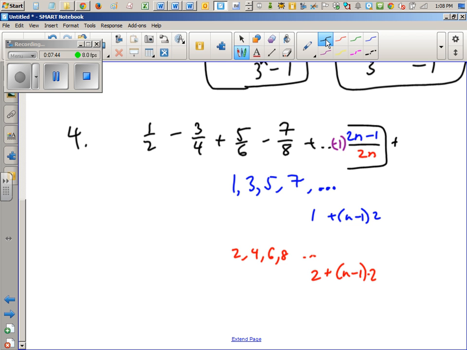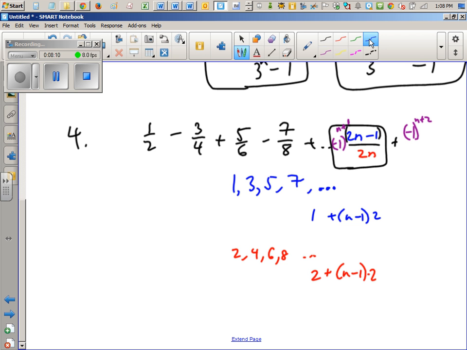-1 to the, okay, I don't want to use n. I want to use like n plus 1. That way, -1 to the n plus 1, that'll give me a positive first, and then negative if we start with n equals 1. Thank you, Hunter. Okay, and then the next term would be -1 to the n plus 2.